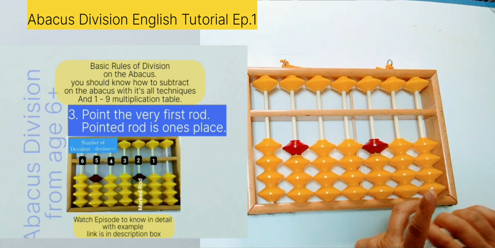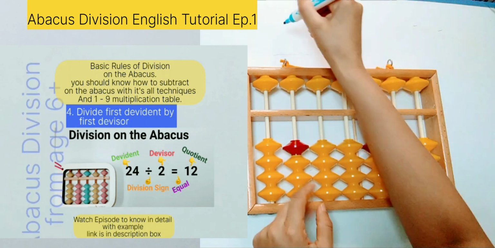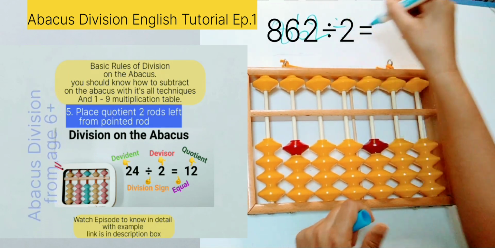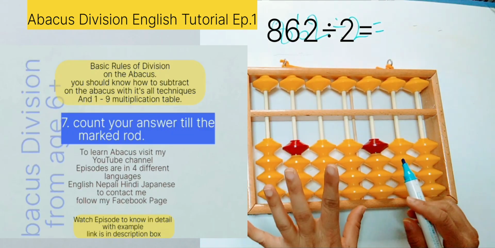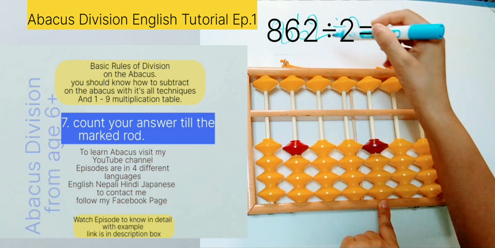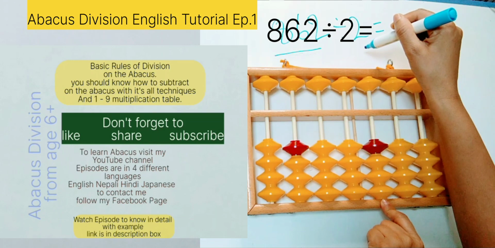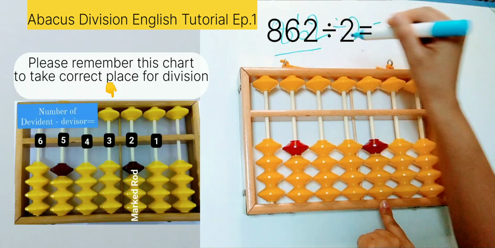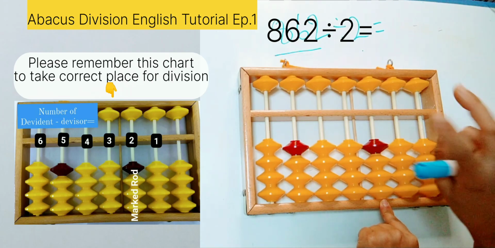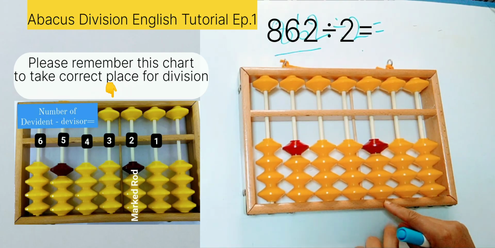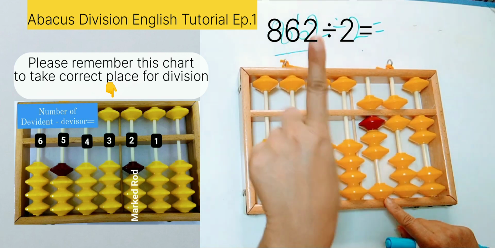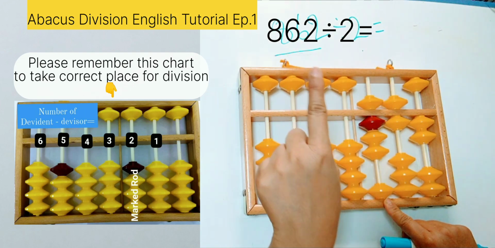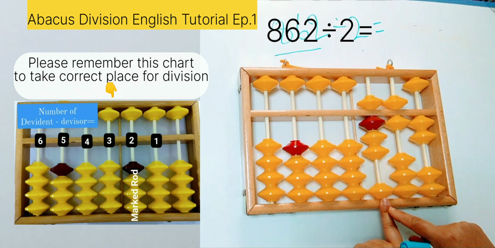Okay, and let's start. Very first question is 862 divided by 2. So first rule is you have to take your position. To take position, this is my marked rod. Our dividend is 3 digits, our divisor 1 digit, so 3 digits subtract 1 digit, your answer is 2 digits, means our marked rod is number 2. You have to place your dividend from this rod and point the pointer finger of your left hand at the very first dividend rod. Okay, and start to divide from here.